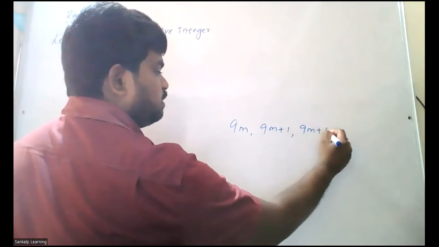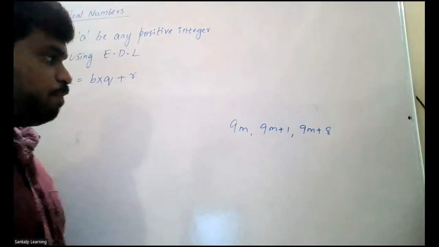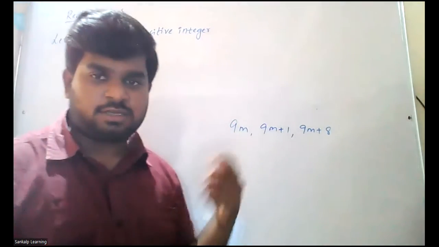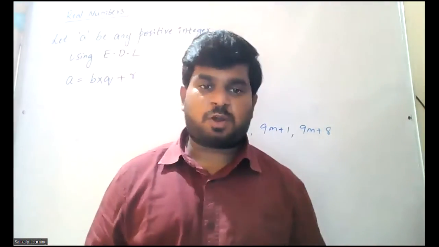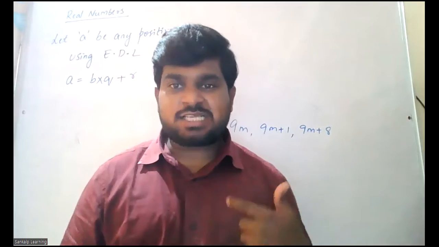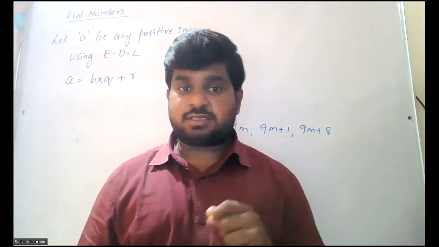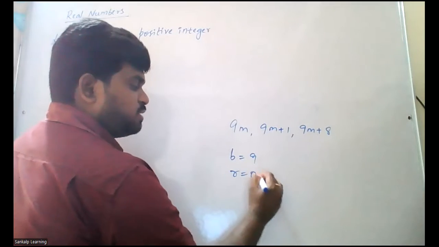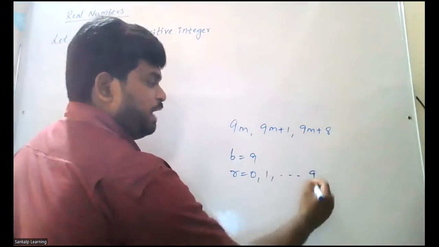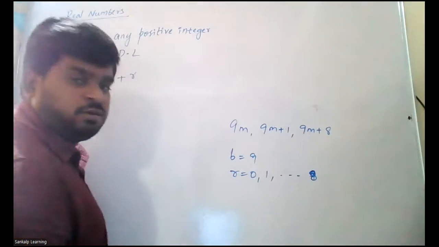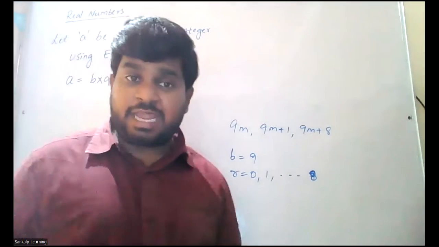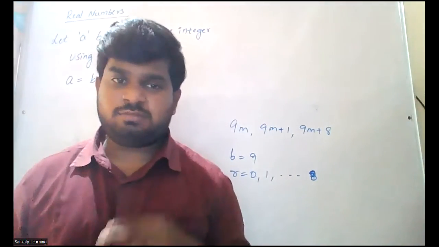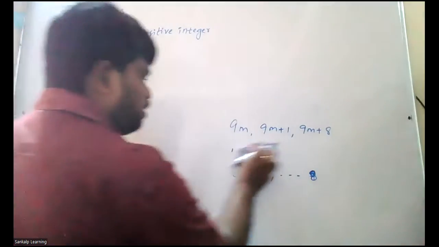or 9m plus 8, isn't it? So, what should we take the value of b as? 9, isn't it? That is what we have discussed in the previous problems. But if you take the value of b as 9, then you will get 9 cases, because we'll get r value as 0, 1, so on up to 8, not 9, up to 8. So therefore you will have 9 cases, isn't it? So solving all those 9 cases is a bit lengthy and tough also.